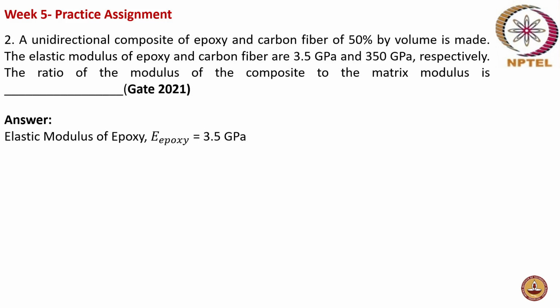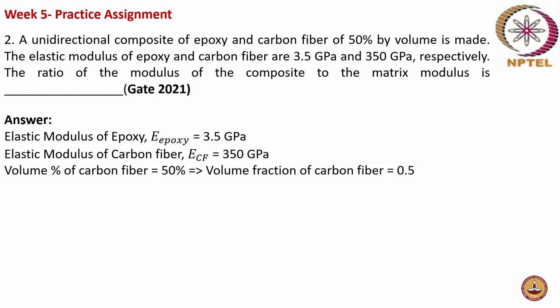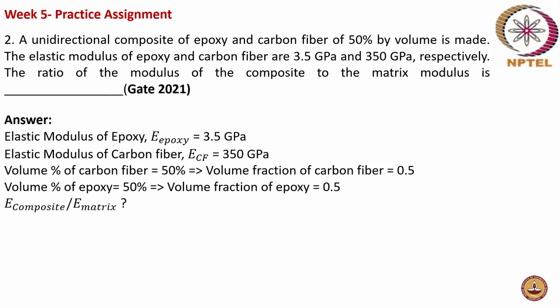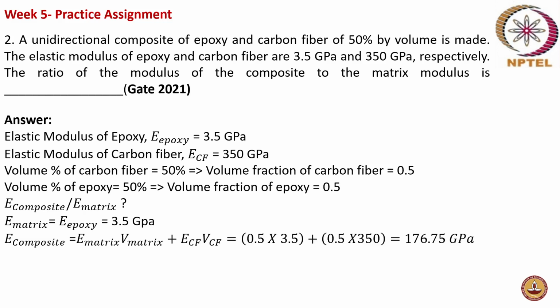They've given the elastic modulus of epoxy, which is 3.5 gigapascal, and carbon fiber, which is 350 gigapascal. The volume fraction of carbon fiber is 0.5. Similarly, if carbon fiber is 50%, the remaining 50% is the matrix, which is epoxy, so the volume fraction of epoxy is 0.5. They've asked for the modulus of the composite to the modulus of the matrix, and the matrix is epoxy, with modulus 3.5. The composite modulus is the modulus of the matrix times its volume fraction plus the modulus of the fiber times its volume fraction. So we have all the terms.